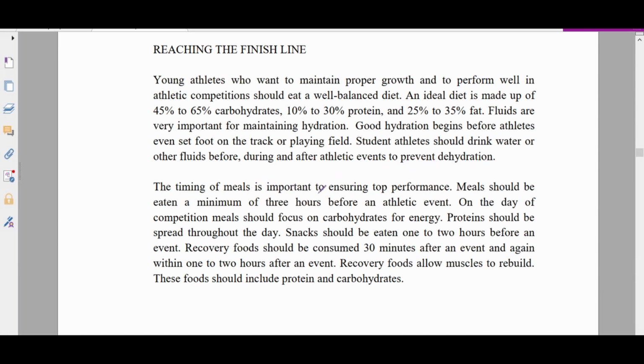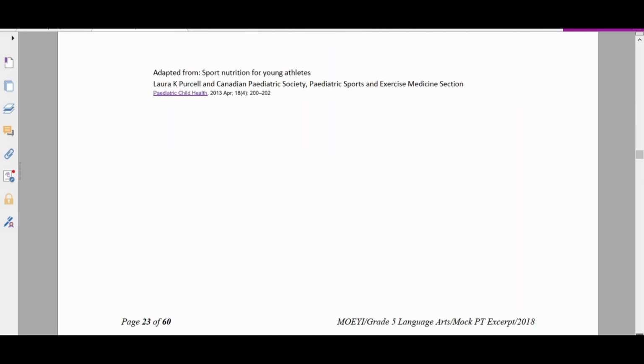The timing of meals is important to ensuring top performance. Meals should be eaten a minimum of 3 hours before an athletic event. On the day of competition, meals should focus on carbohydrates for energy. Proteins should be spread out throughout the day. Snacks should be eaten 1 or 2 hours before an event. Recovery food should be consumed 30 minutes after an event and again within 1 to 2 hours after an event. Recovery food allows muscles to rebuild. These foods should include protein and carbohydrates. That's interesting information. And they give you the source of the information there.